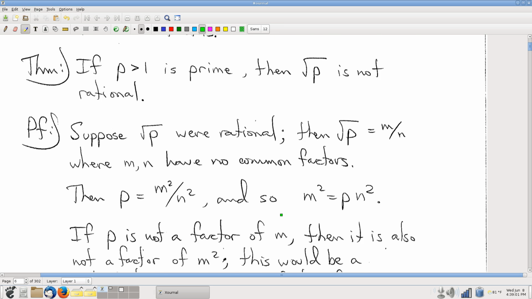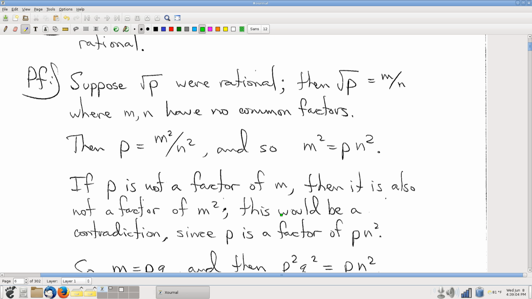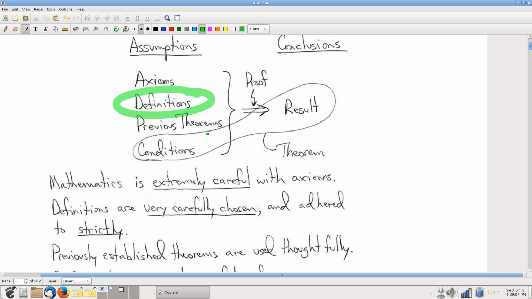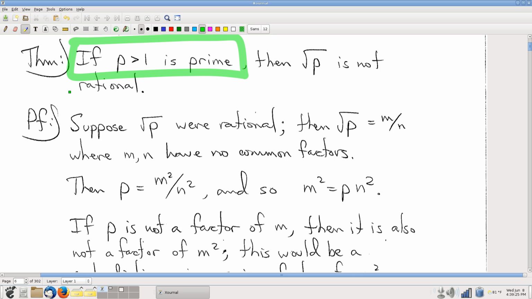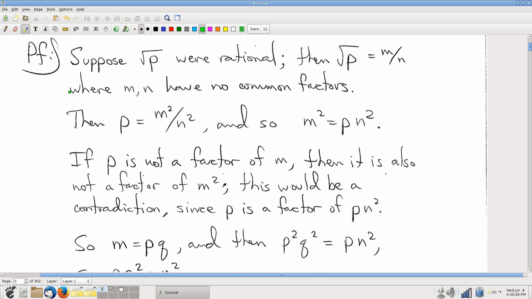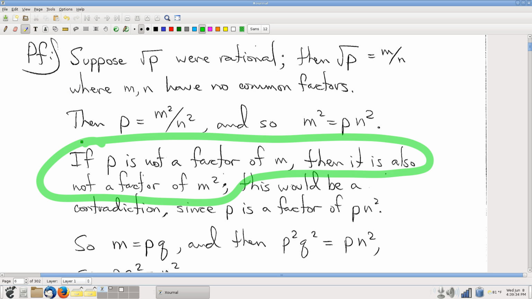Now there is something else to point out in here, and that is how the condition shows up in the proof. Where in the proof do we use the condition? Where do we use the fact that we are assuming that p is a prime number? It doesn't leap off the page at you exactly where it is, but here it is, in this spot in the proof. The assertion is that if p is not a factor of this number m, then it's also not a factor of the number m squared.